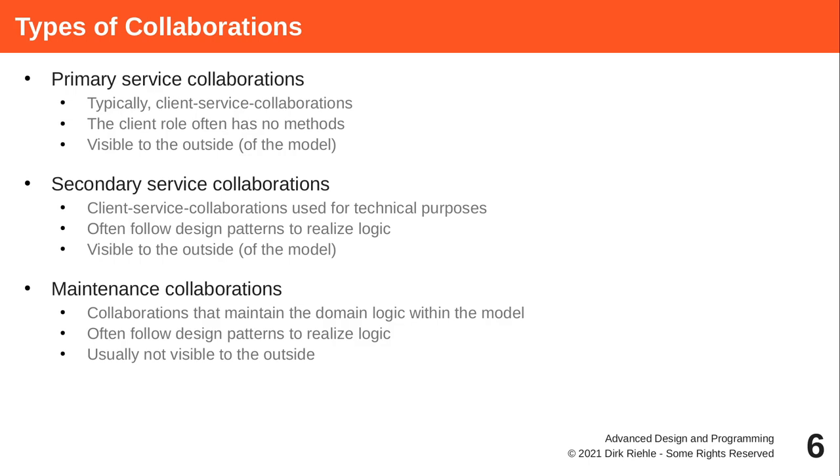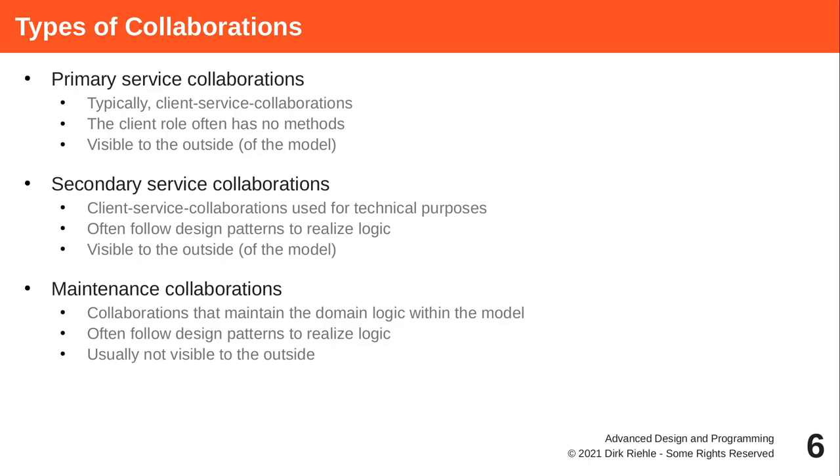When we look at systems then, we will quickly discover that there are different types of collaborations or categories perhaps. The most obvious and the most important one perhaps is why an object exists in the first place, which I call the primary service collaboration. An object like a graphical object in a graphical editor has a primary purpose, like it can be drawn on a canvas. And that is the primary purpose.